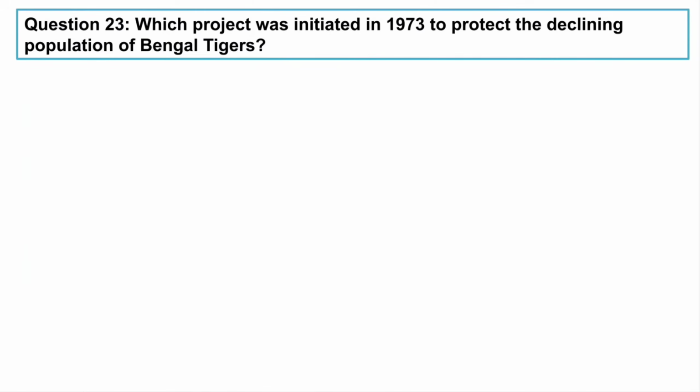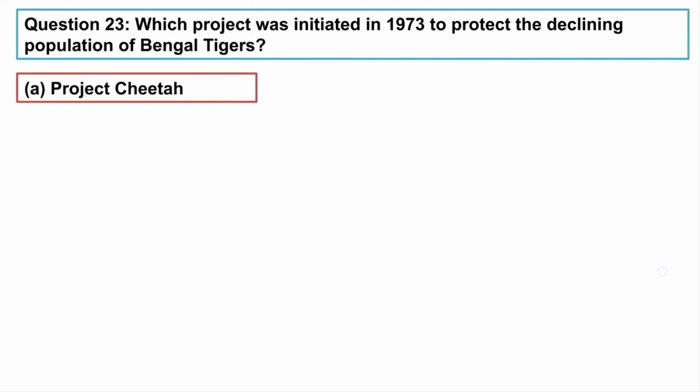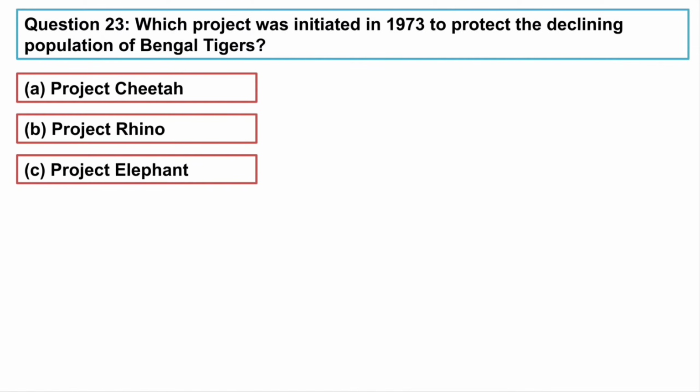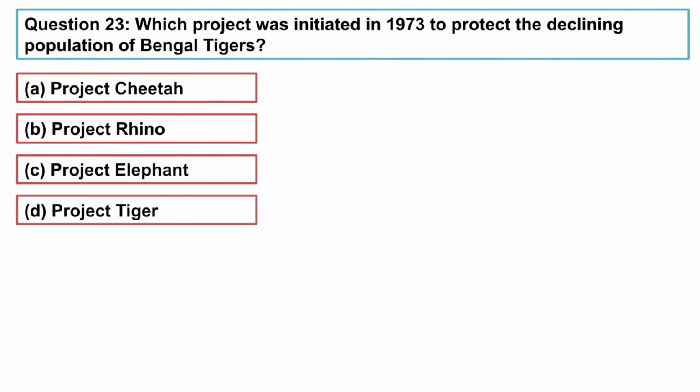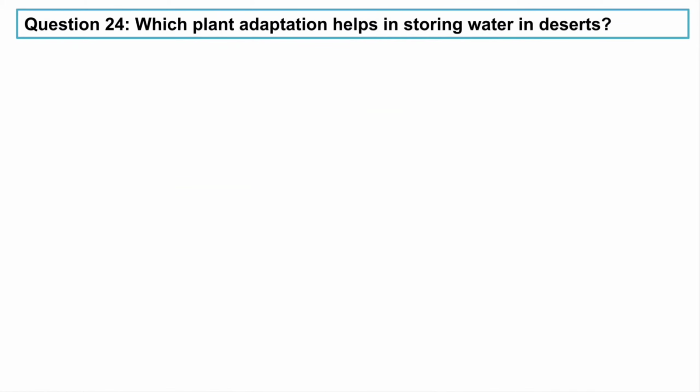Okay. Next question. Which project was initiated in 1973 to protect the declining population of Bengal tigers? So what is that project? Project Cheetah, Project Rhino, Project Elephant, or Project Tiger. So from the name itself we can say, isn't it? It is Project Tiger.